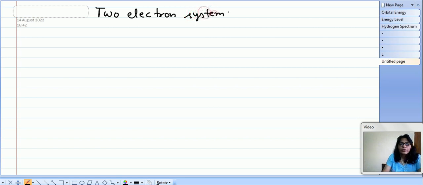And for the two electron system, first I will calculate the terms using LS coupling for the same system, and then I will calculate the terms for the JJ coupling for the same system, and then we will see that the number of terms are same in both the cases.